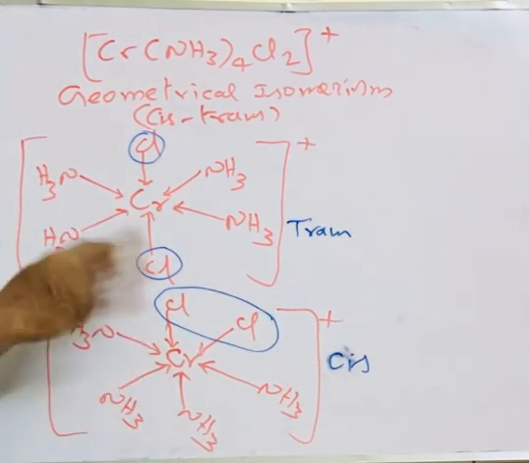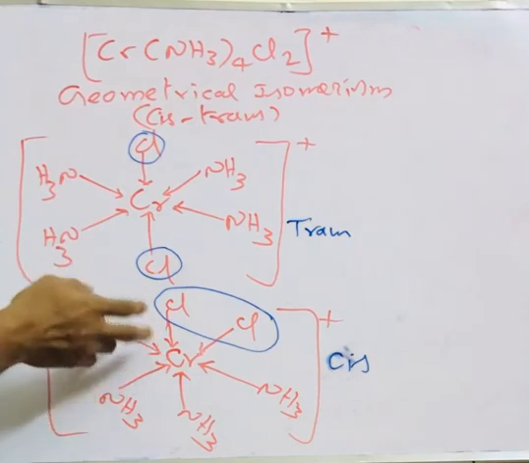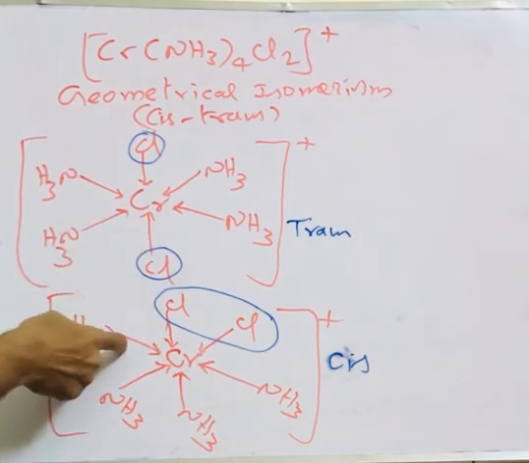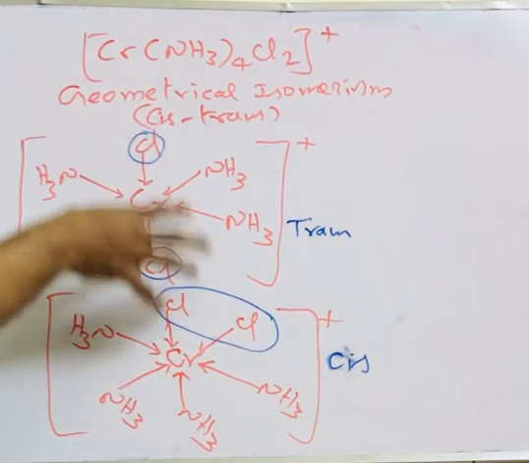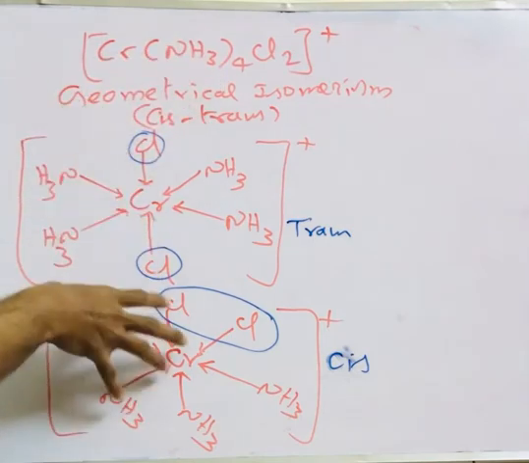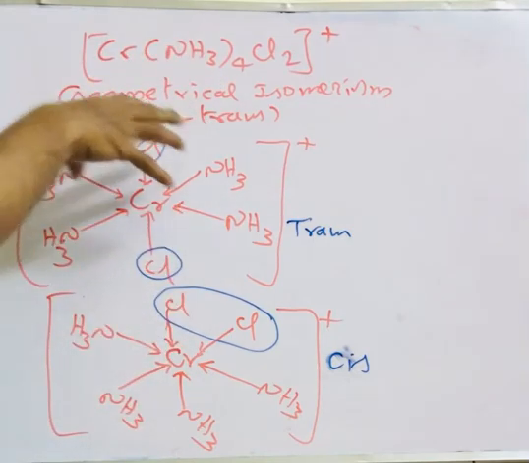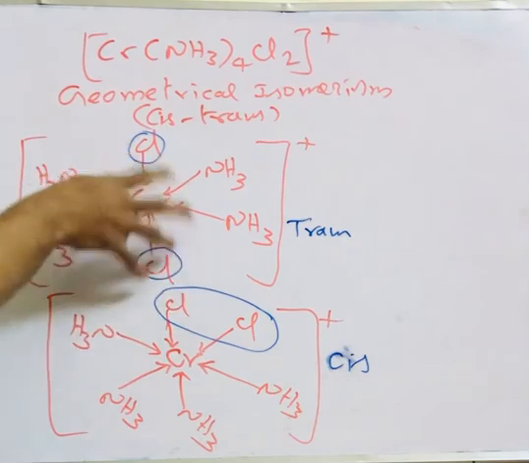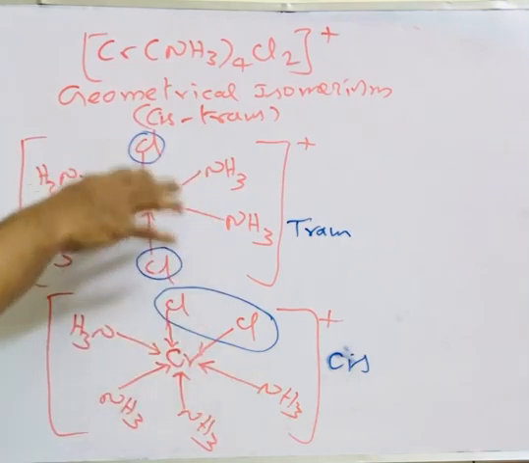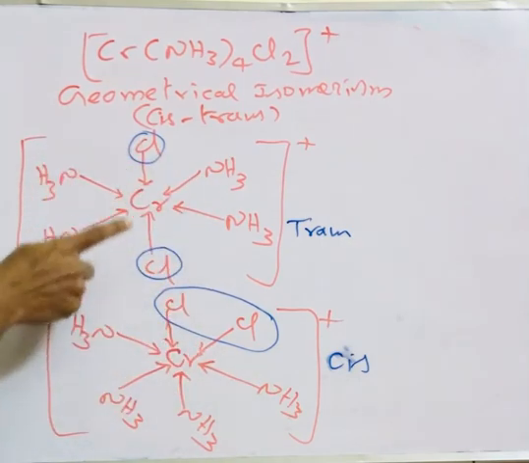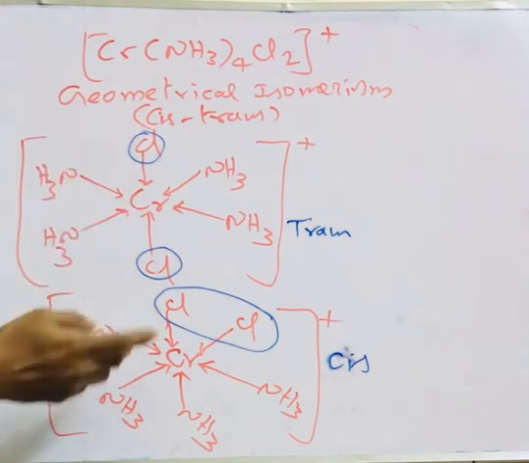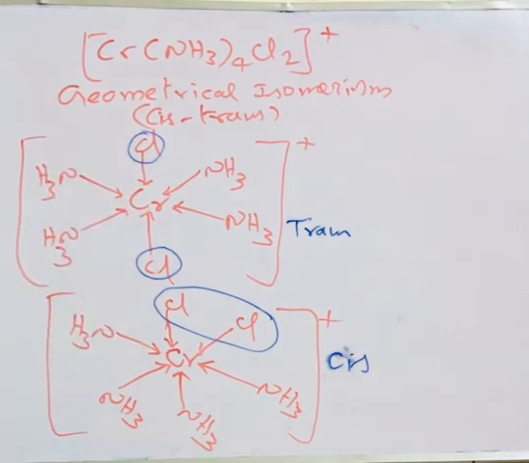So they will have different chemical properties. They differ in properties but not in the molecular formula, so they are isomers. What type of isomers? They have just changed in the geometry around the chromium. So they are called geometrical isomers. One is called trans, another one is called cis. So they are called cis-trans isomers, cis and trans isomers.